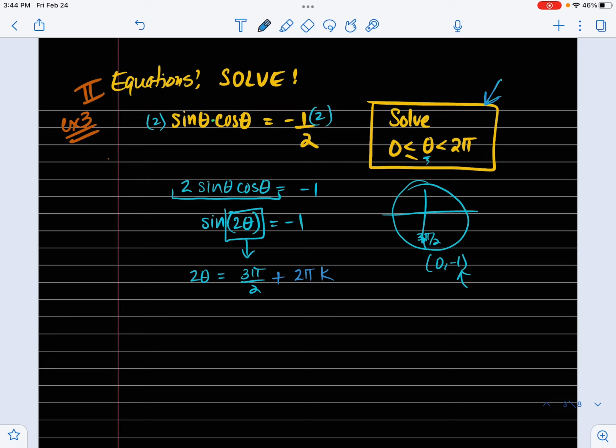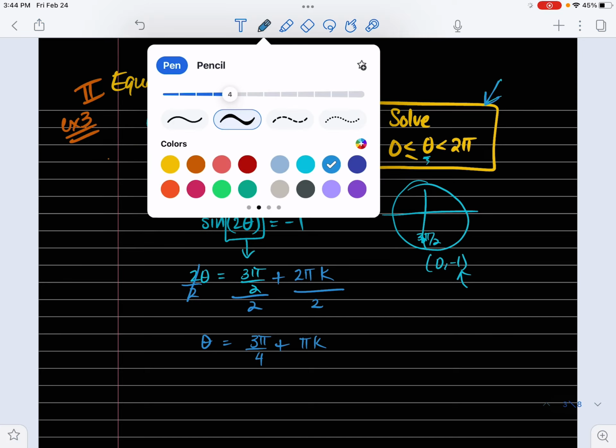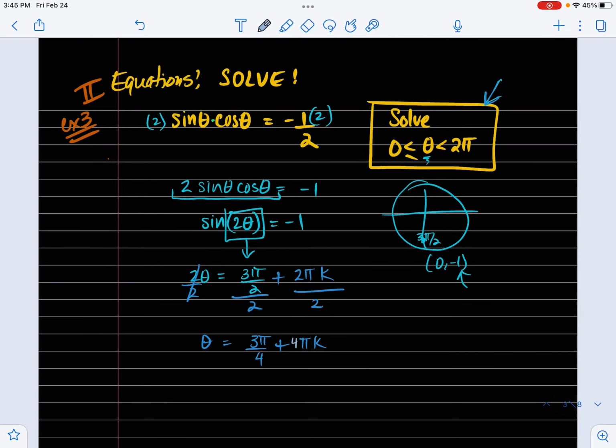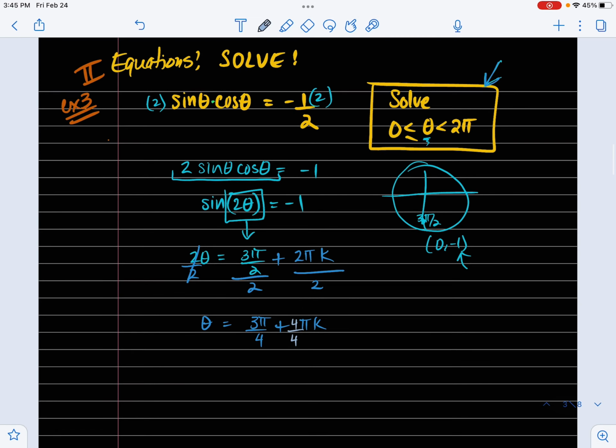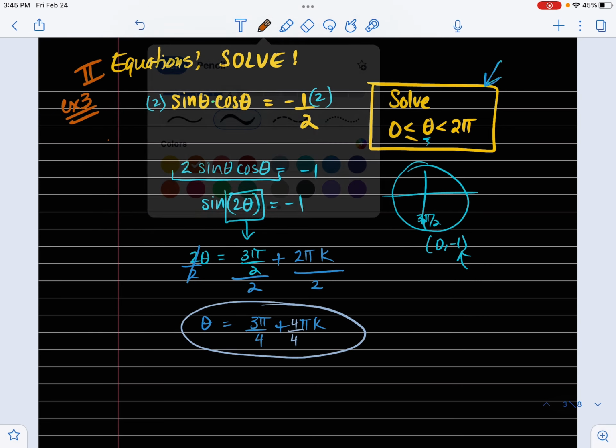Next, we are not looking to find the value of 2 theta. It's theta that we're trying to find. So divide by 2, divide by 2, divide by 2. 3 pi over 2 makes it 3 pi over 4 plus pi k. And just to make my computation easier, I'm going to make this 4 over 4. Pretty much that's the generic formula. The general formula is what we call it.